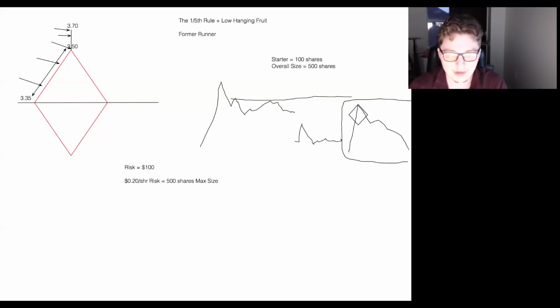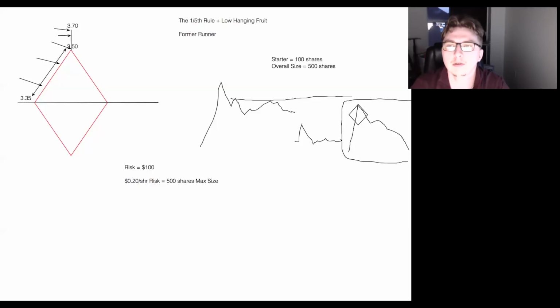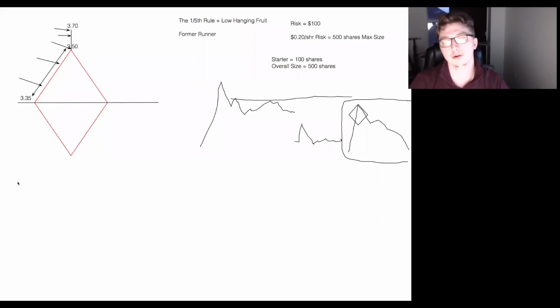So now that we have this scaling method and we have a setup, a low-hanging fruit play, we've got a risk, we got a max share size, we got everything we need. So now let's work on our order book, right? This is where our order book is, sorry. So let's break down how we would do it. Let's move this over here. Here's how you can place these orders, okay?